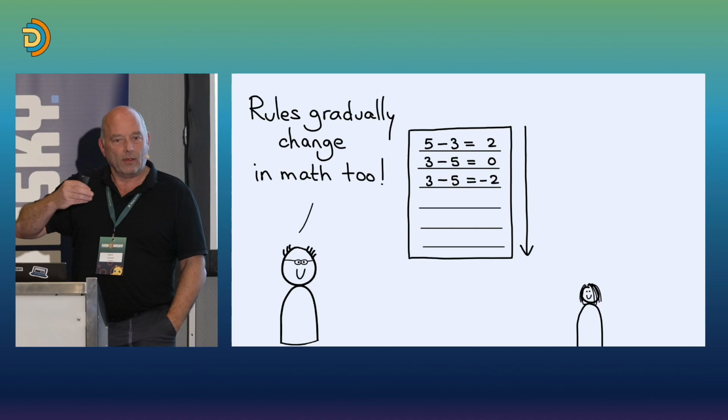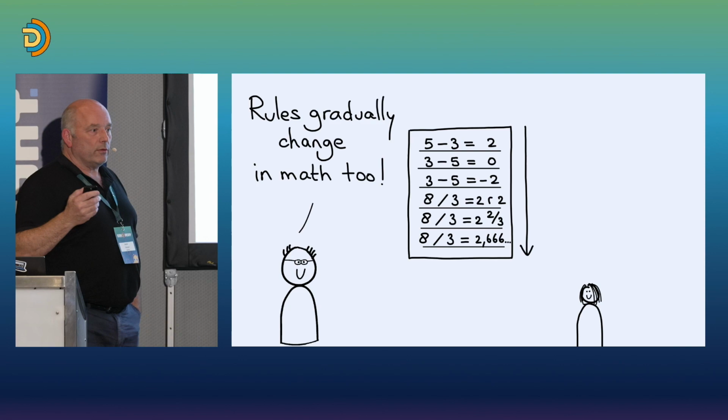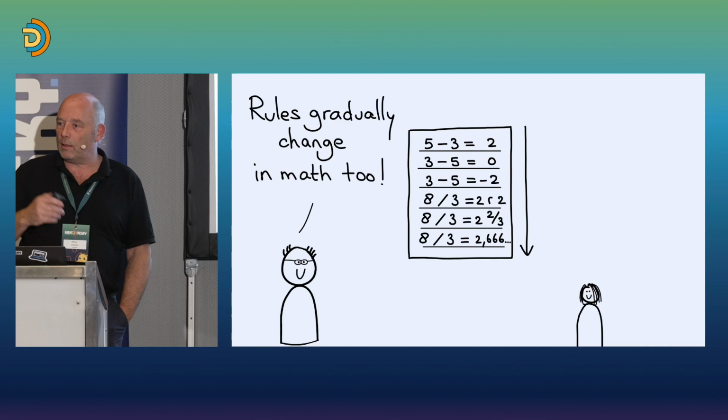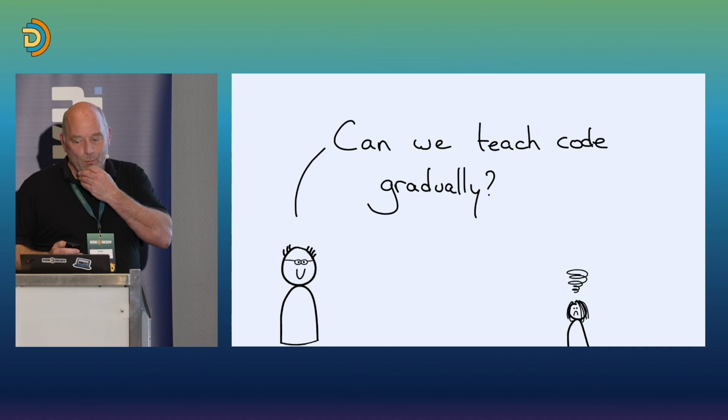Division, the same. 8 divided by 3, that used to be 2, remaining 2. And then it became 2, 2 thirds, and then it became 2.666. Rules change. Can we do that with code? I think we can.